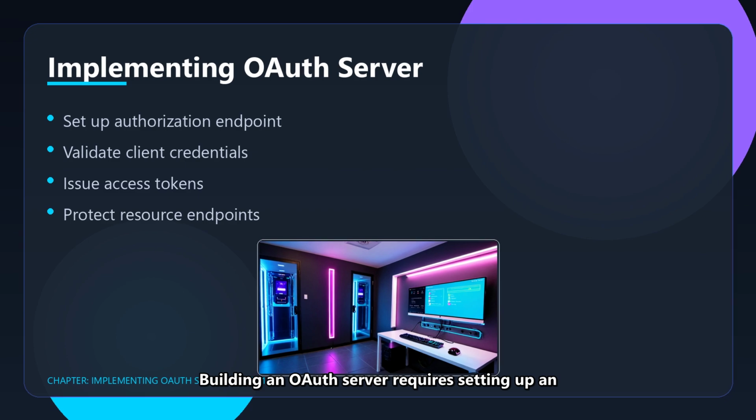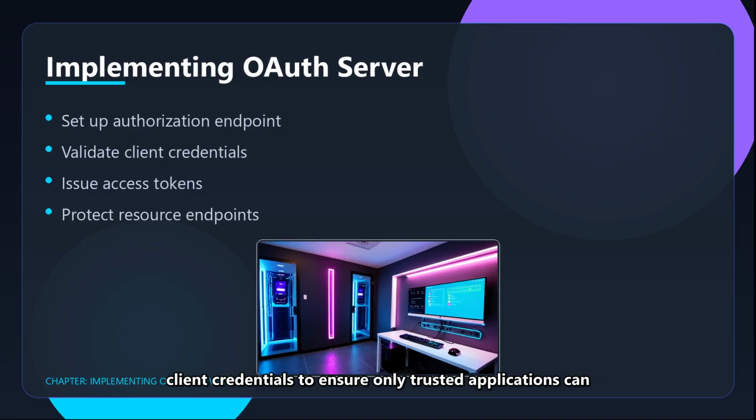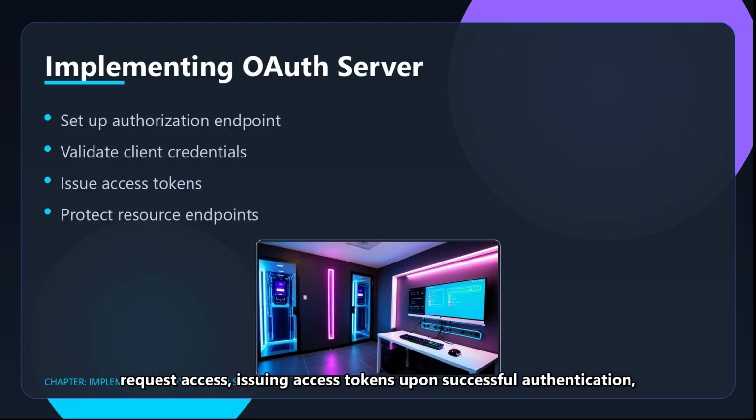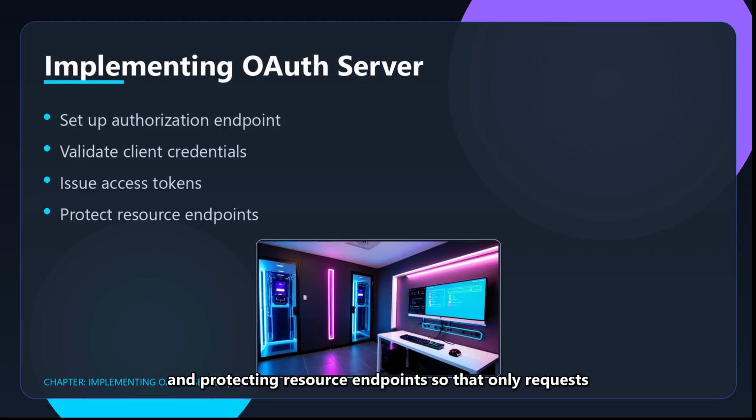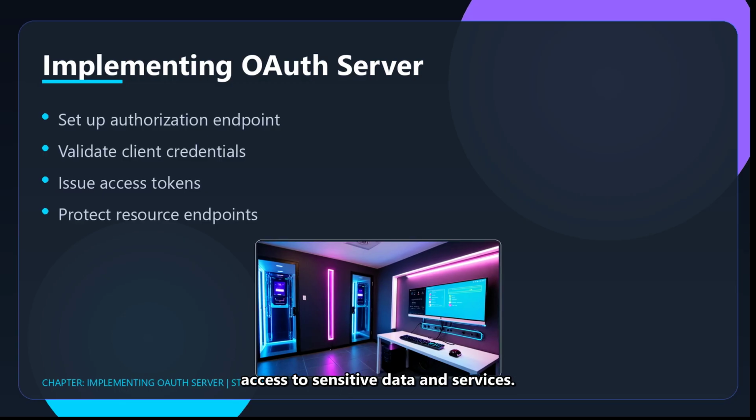Building an OAuth server requires setting up an authorization endpoint where users can grant permission, validating client credentials to ensure only trusted applications can request access, issuing access tokens upon successful authentication, and protecting resource endpoints so that only requests with valid tokens are allowed. This ensures secure access to sensitive data and services.